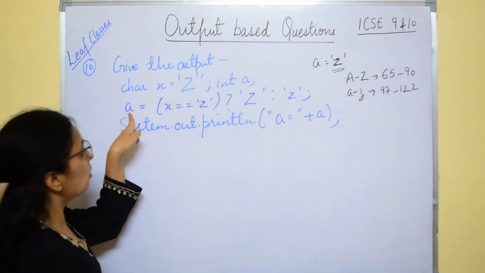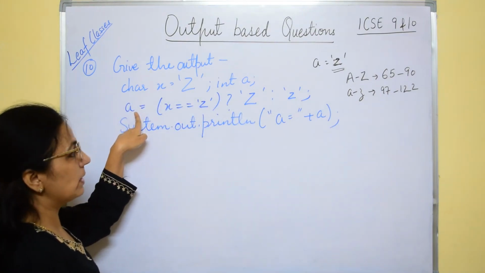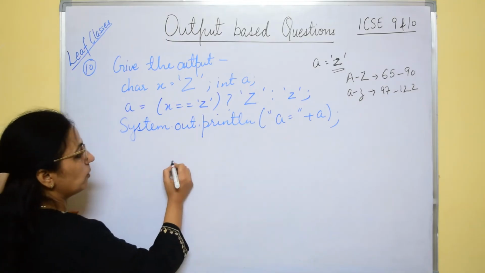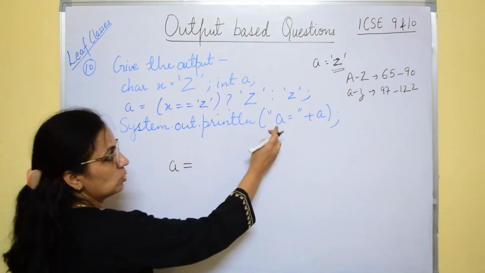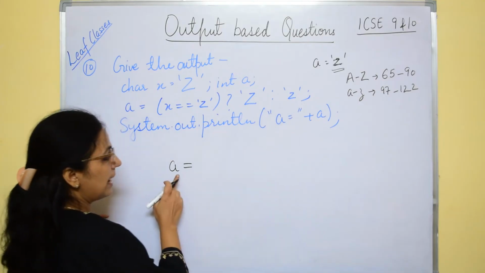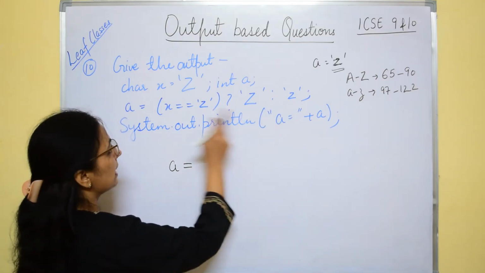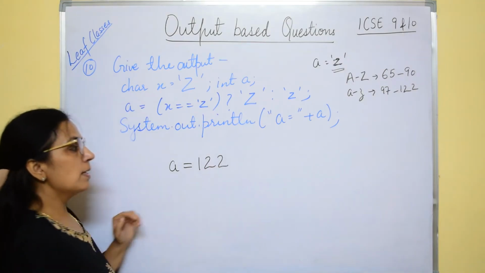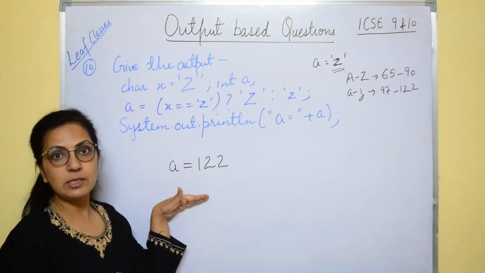So the value of a will be 122 and with the print statement the output will be displayed: a equals to, within double quotes, as it is, it will be written, plus a. The value of a is 122. Just you will write this much.